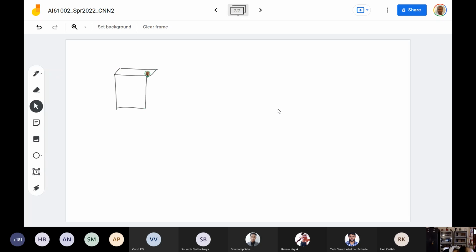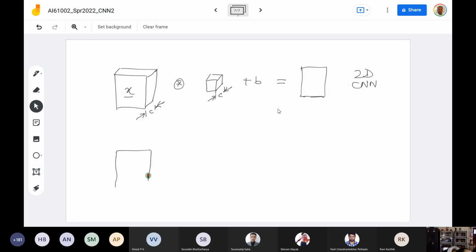I had an input which had C number of channels over here. I convolve it with a convolution kernel. As of now, I'm taking just one convolution kernel, which has C number of channels. I add a bias, and then out comes a 2D thing. So this is a 2D CNN. If I replicate this, so that I have multiple of them, then I can stack and get a 3D tensor on the output, but it will still be a 2D CNN.